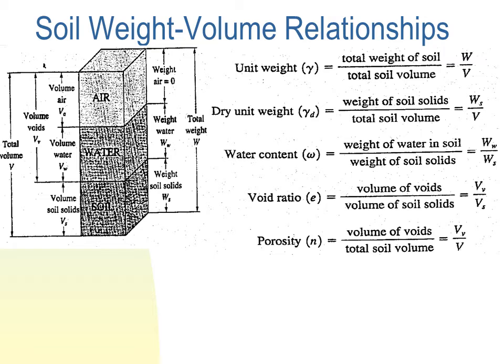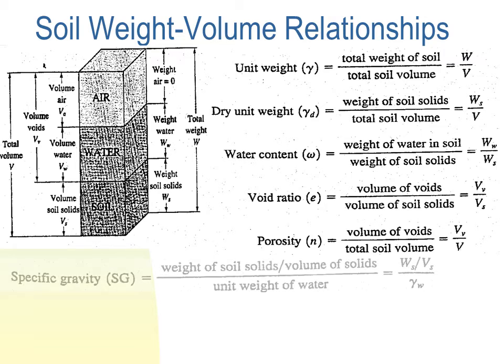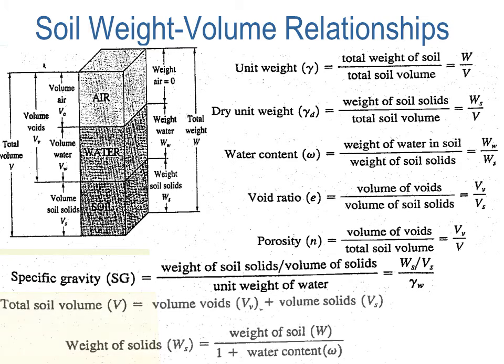However, we are not using all of these relationships. We are using some of them. So mainly the specific gravity, which is the weight of solids over volume of solids over unit weight of water. And the weight of solids is simply the weight of soil over 1 plus W, which is the water content. Then the dry unit weight, gamma dry, is simply gamma over 1 plus W. This relationship is something that we will actually be using in this course.